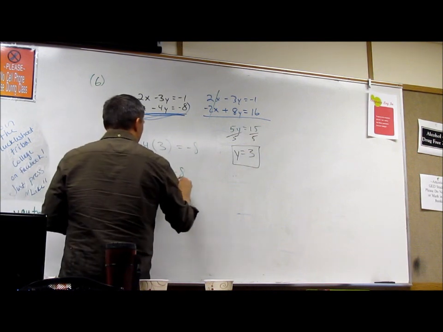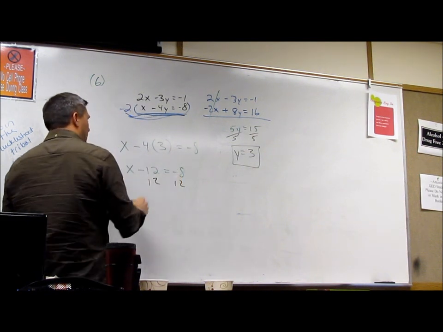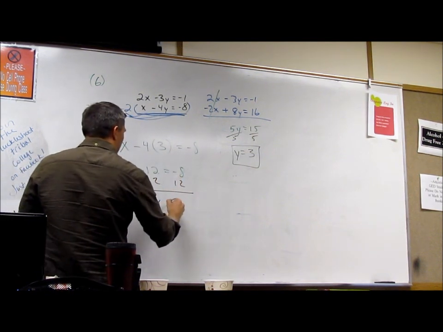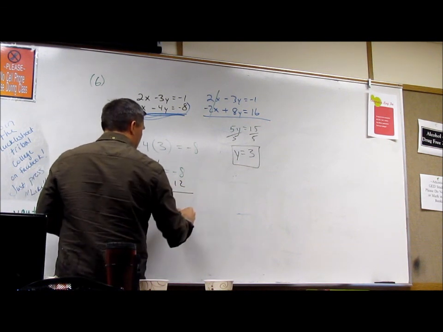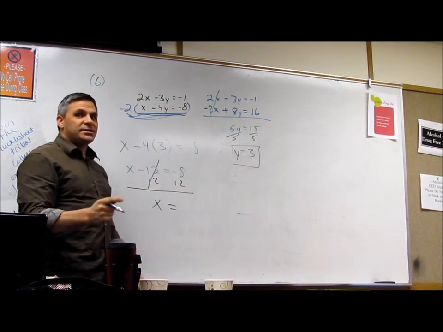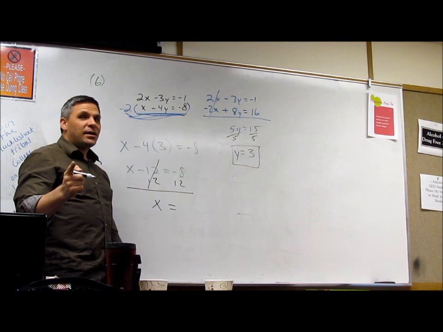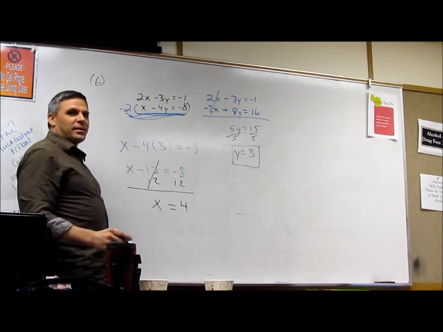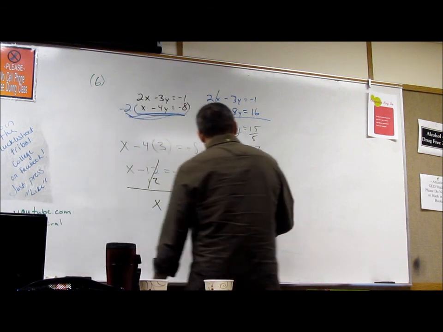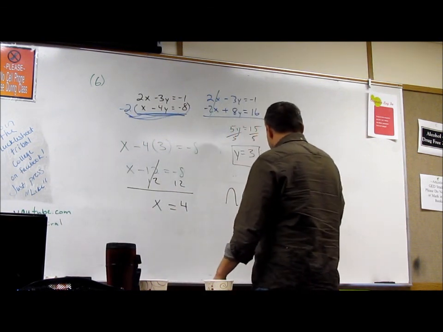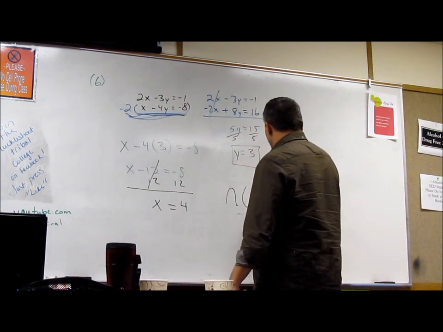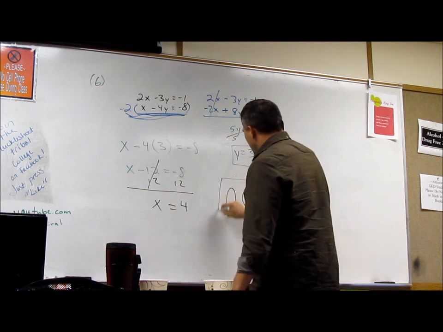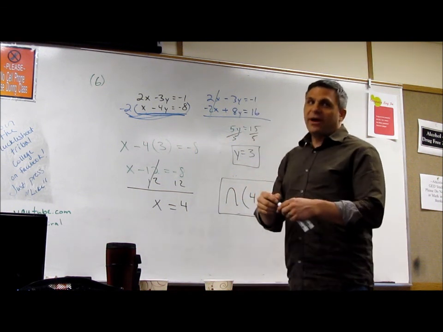Add 12, add 12. X equals, now you want to say 20, it's not 20, it's 4. So D. Okay? So, the intersection is at 4, 3. Not 3, 4. Just because we found 3 first.